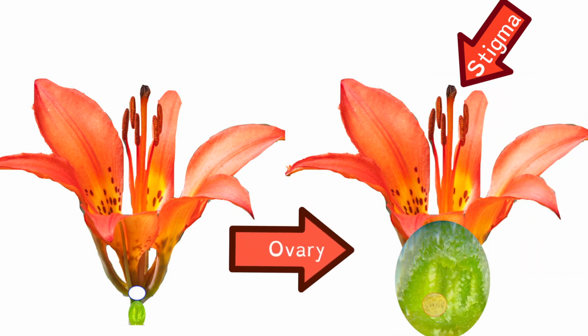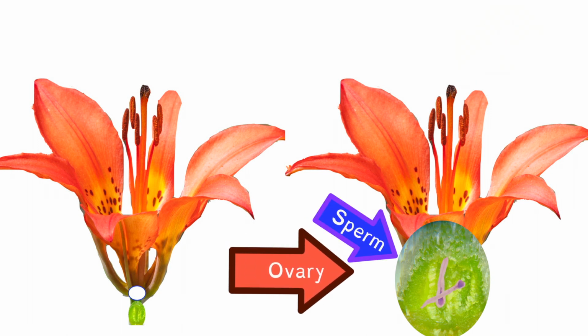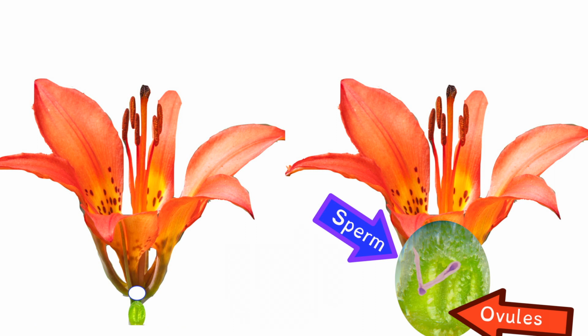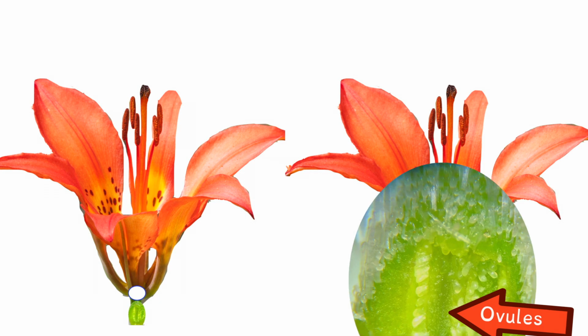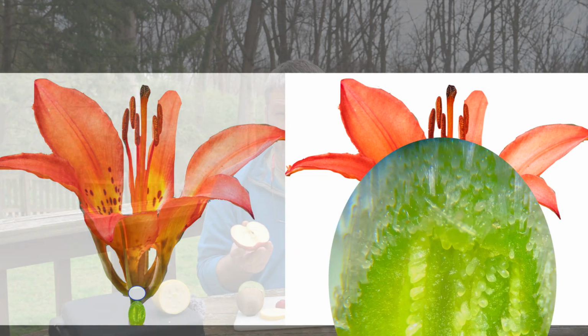the ovary. In the ovary, the sperm that's in the pollen mixes with the ovules that are in the ovary, and the ovules start to grow into seeds. As the ovules are growing into seeds, the ovary gets bigger and grows into a fruit.